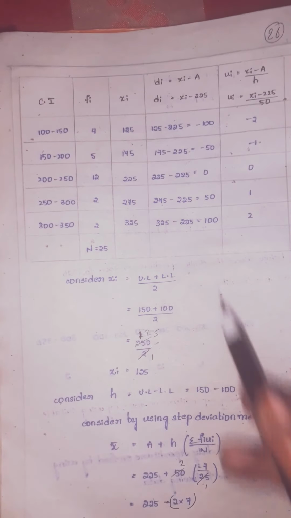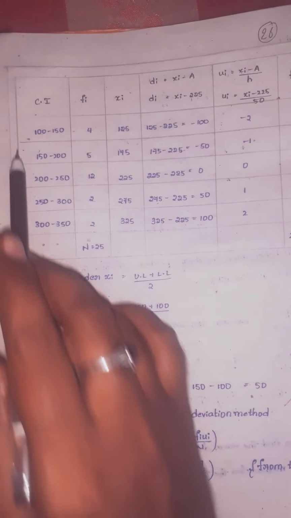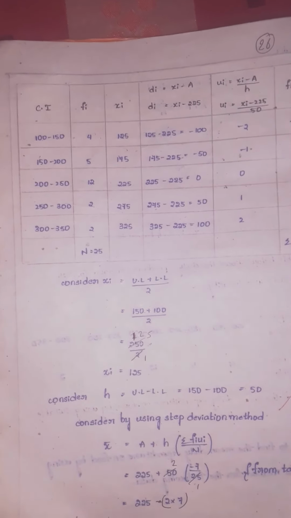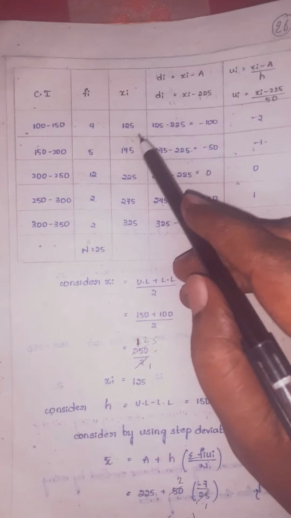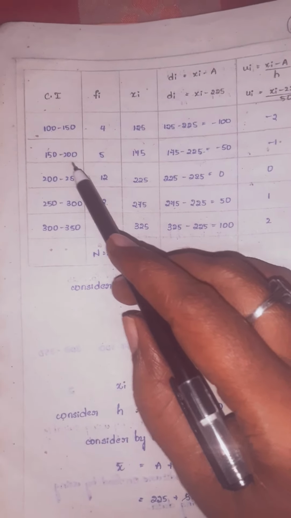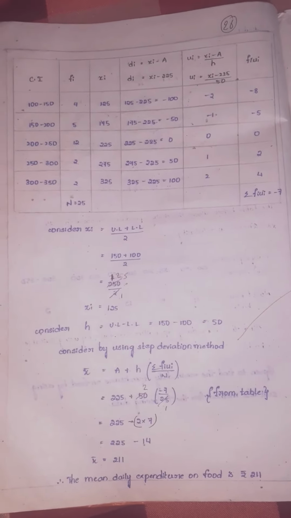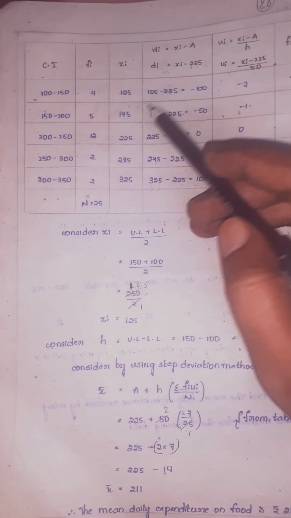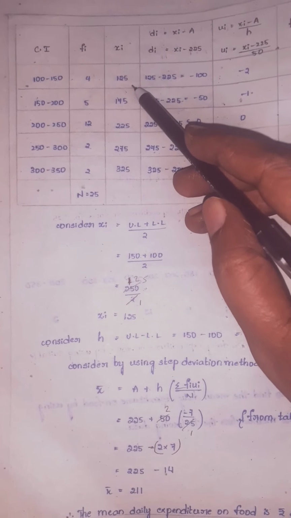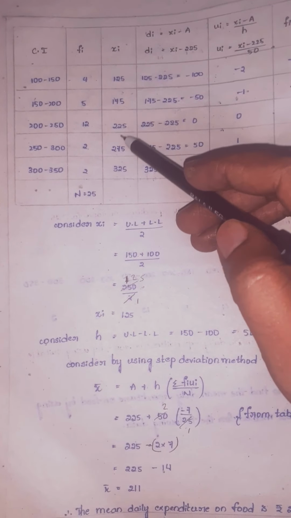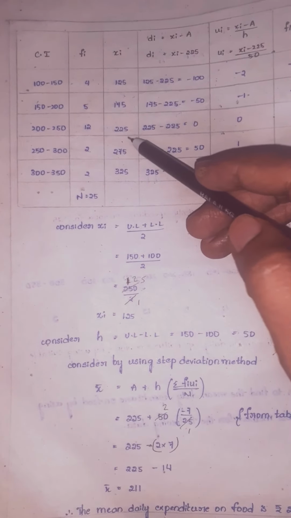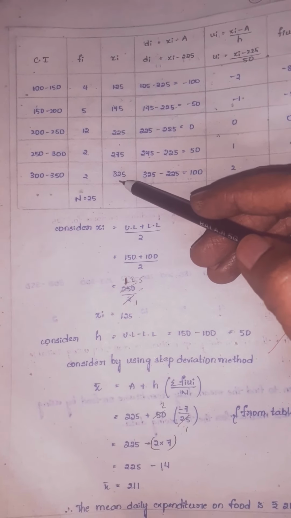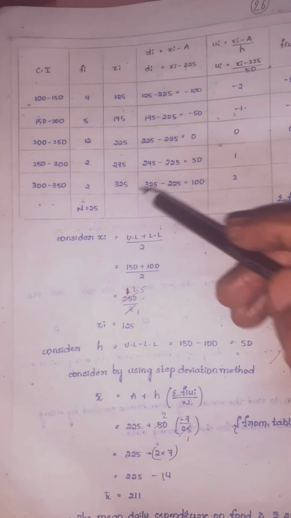Next xi column. Here h, what is the size of the class interval, children? 150 minus 100 is 50. So you should add 50 each time for the resultant value. If you do the same process also, you will get the answer, children, but it is very complicated. So better add 50 to the resultant value. So 125 plus 50 is 175, 175 plus 50 is 225, 225 plus 50 is 275, 275 plus 50 is 325. Is it clear, children?